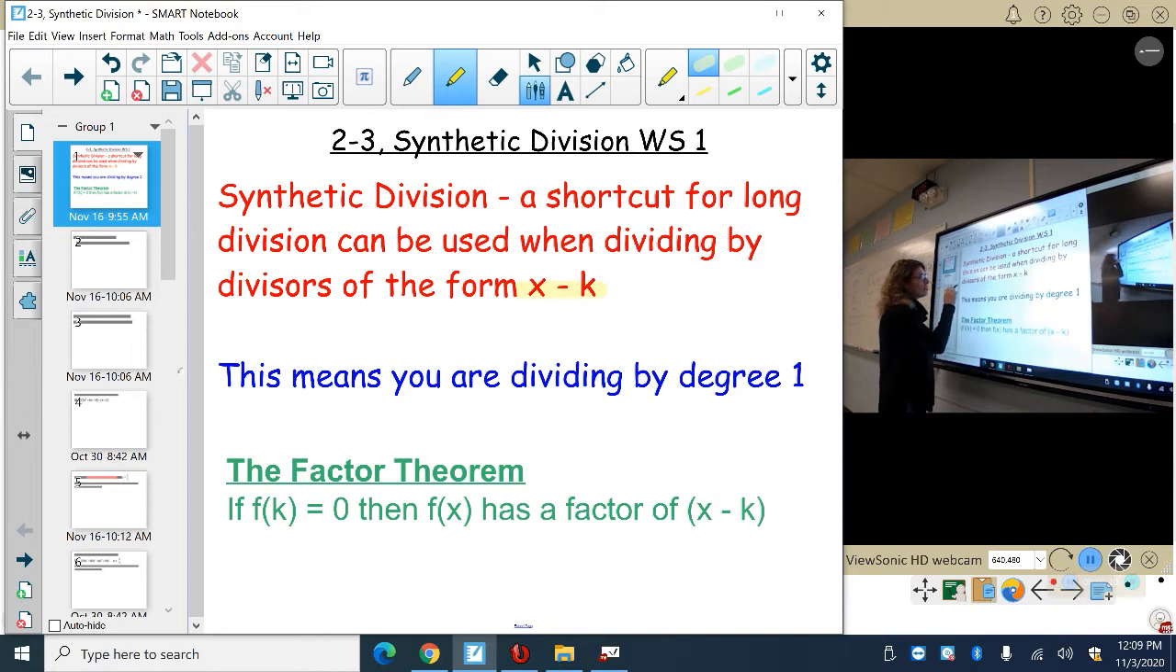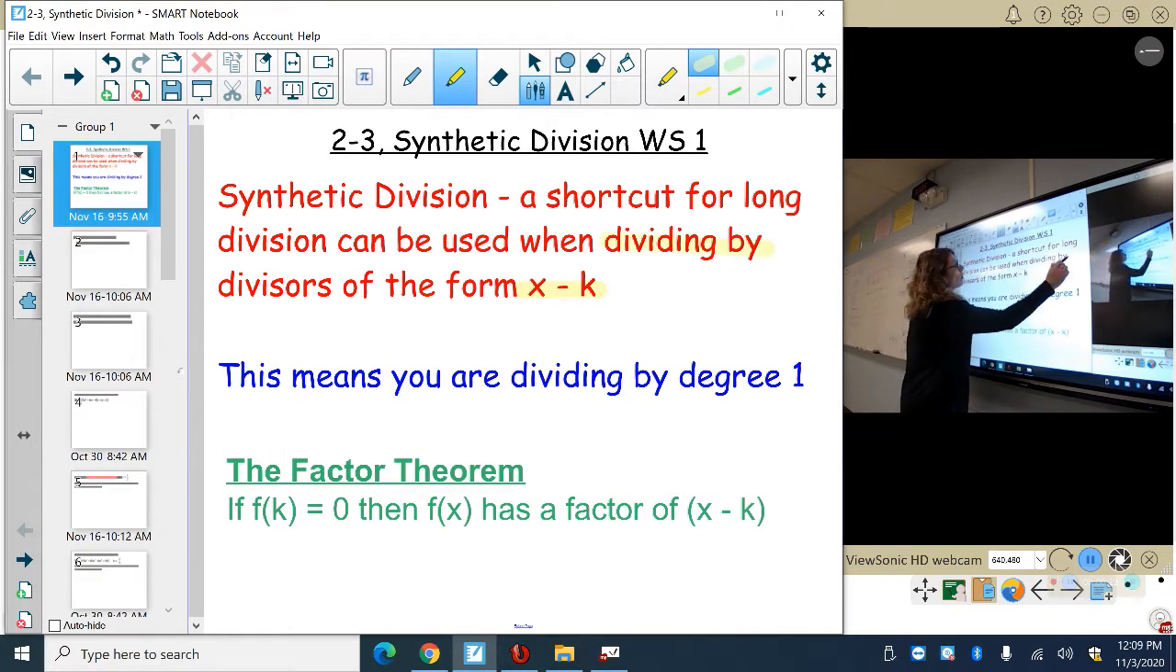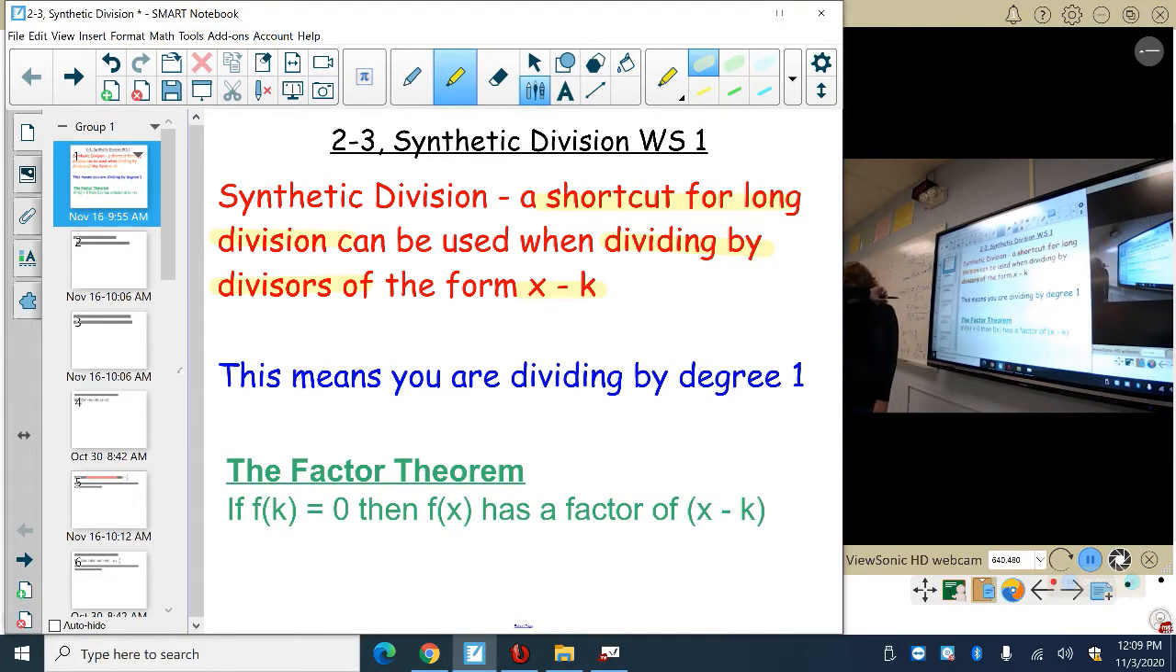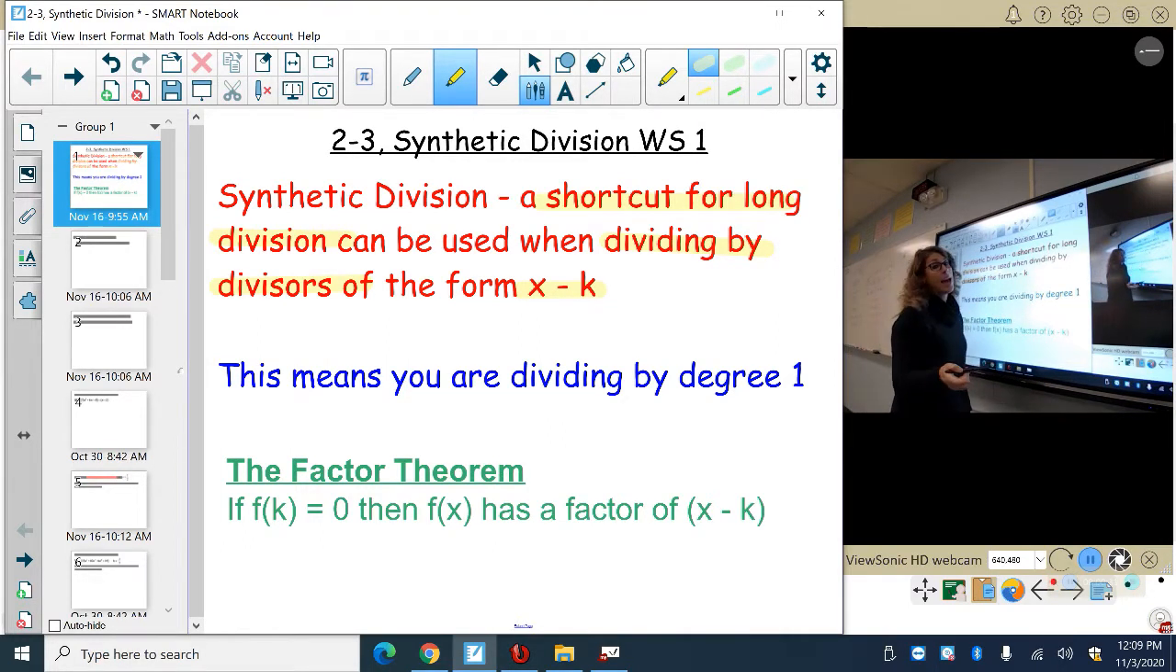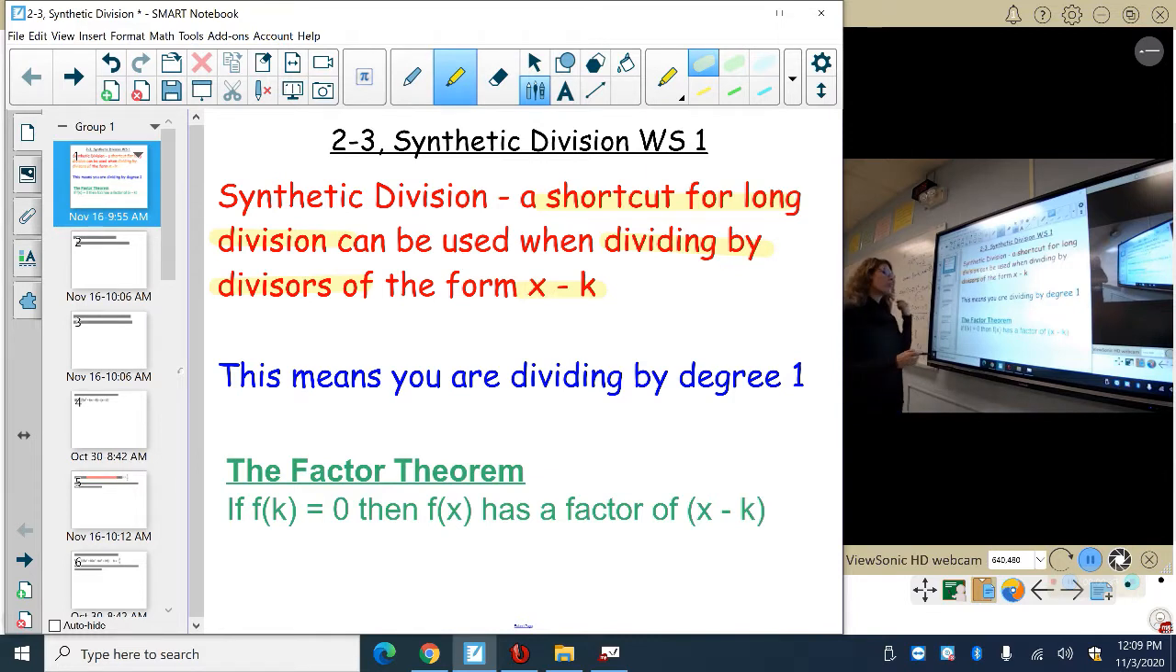Okay, synthetic division is a shortcut for long division and can be used when dividing by x minus k. It's a shortcut for long division. Okay, that's super important. But you can only use it whenever you're dividing by x minus k, so it has to be just dividing by x to the first, okay? So you are dividing by degree 1.